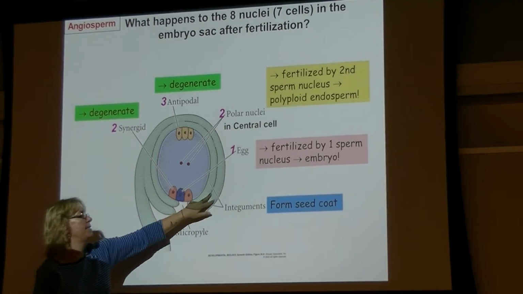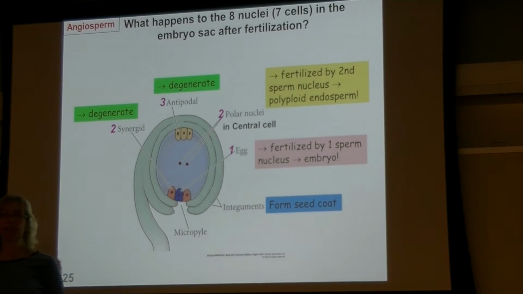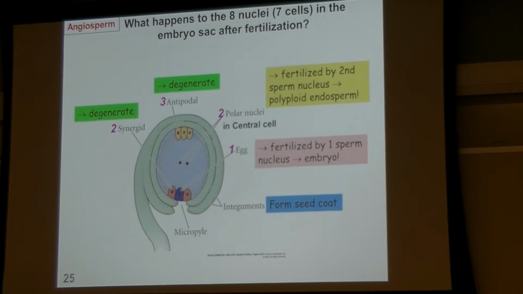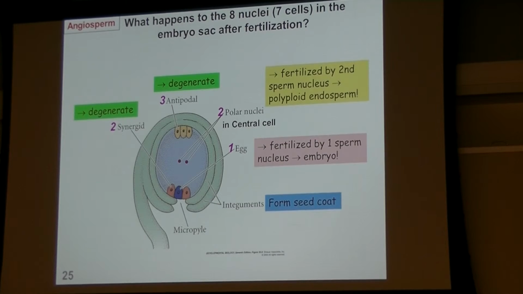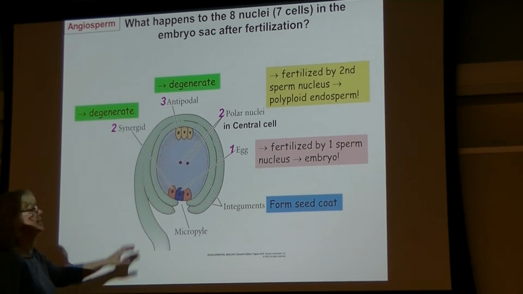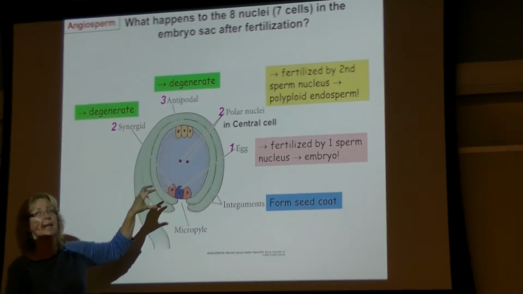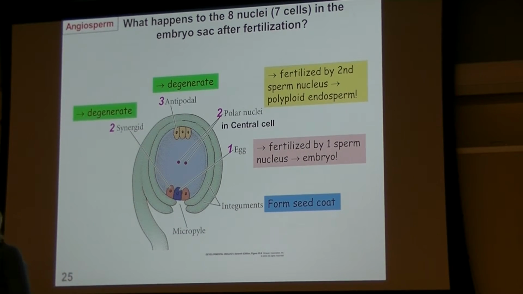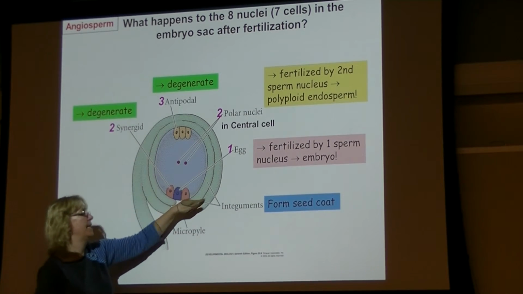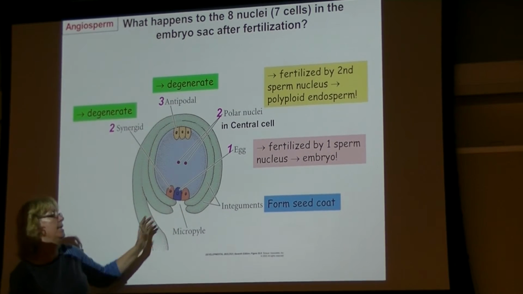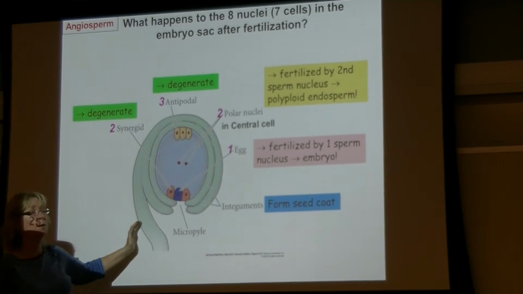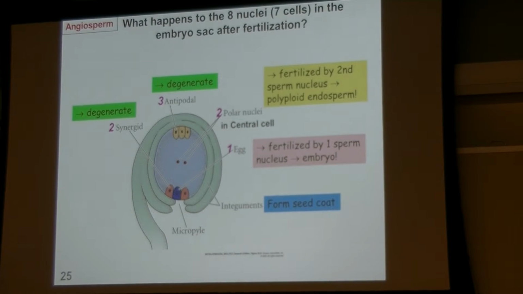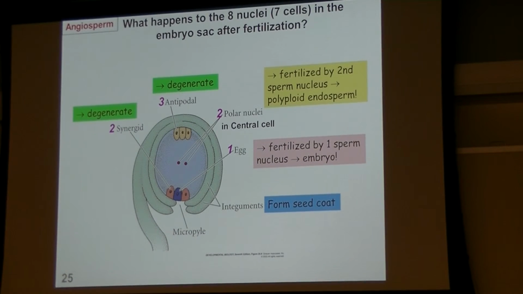And then these leafy structures here known as integuments, they're going to wrap around this newly fertilized embryo, and this structure will become the seed. So we have in here a diploid embryo plus a triploid endosperm surrounded by integuments, which is the seed coat. And then outside of that was the ovary. The ovary is the part that becomes the fruit.